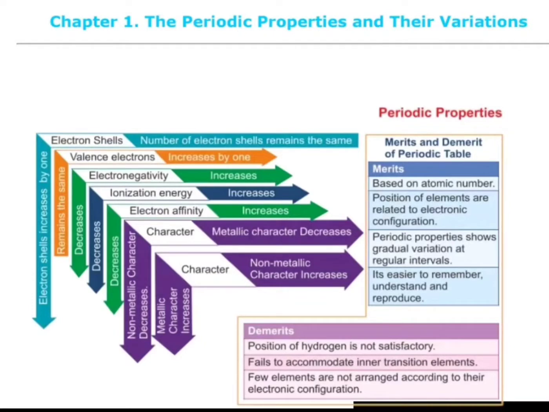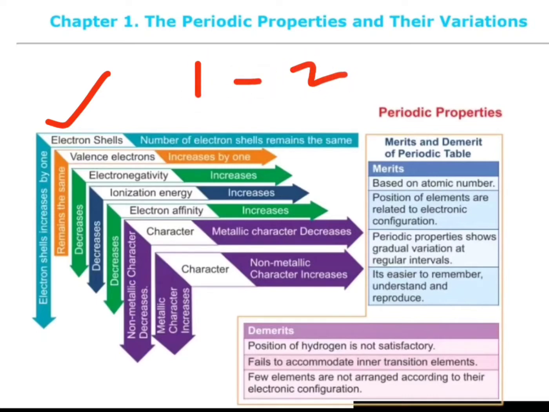We have 7 periods and 18 groups in the periodic table. The first period has only 2 elements, hydrogen and helium, so the first period contains only one cell. The second period contains 2 cells. The third period contains 3 cells. Periods 4 to 7 contain 4, 5, 6 and 7 cells. We have 7 periods and all valence electrons will be in the period.